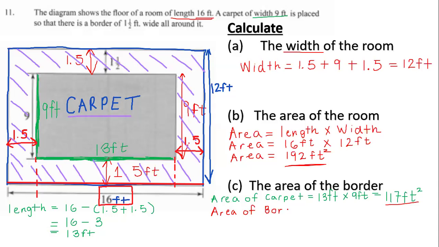I got that answer. What did you get? I got 75 feet. Okay. So it's going to be the area of the room, which is 192 feet squared, minus 117 feet squared. 192 minus 117 gives us 75 feet squared. Just like he said, and that's how we get that answer.